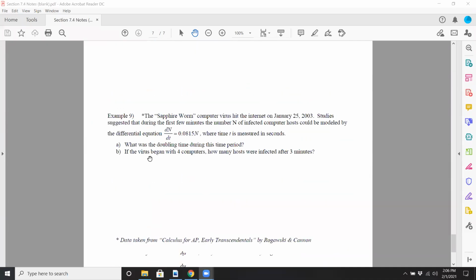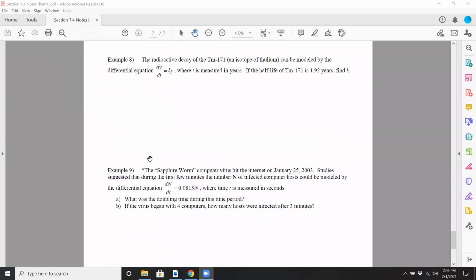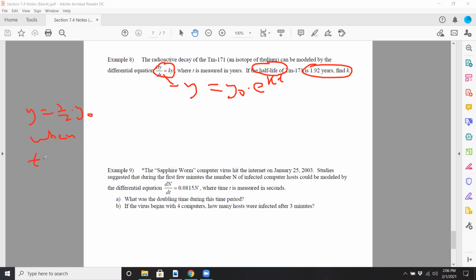Okay, we're at the home stretch here. So we'll do 3 quick examples that just use the same kind of general solution. So here, again, our solution is going to be y equals y sub 0 times e^(kt). Now you're told half-life. Half-life is a very popular application. Some element or isotope is 1.92 years, find k. So what this means is that y is half of the initial amount when t equals 1.92.